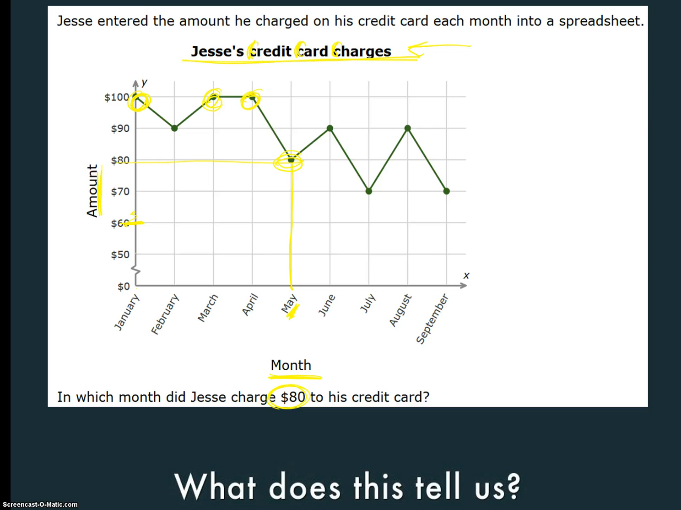You could also figure out the mean from this data set. You just take your data points, add them all up, and divide by how many data sets you have, how many months of data you have. So you can find mean, median, mode, range. His smallest amount was in July and September, $70. So every month he's charging between $70 and $100 on his credit card. Many things you can do with that data.